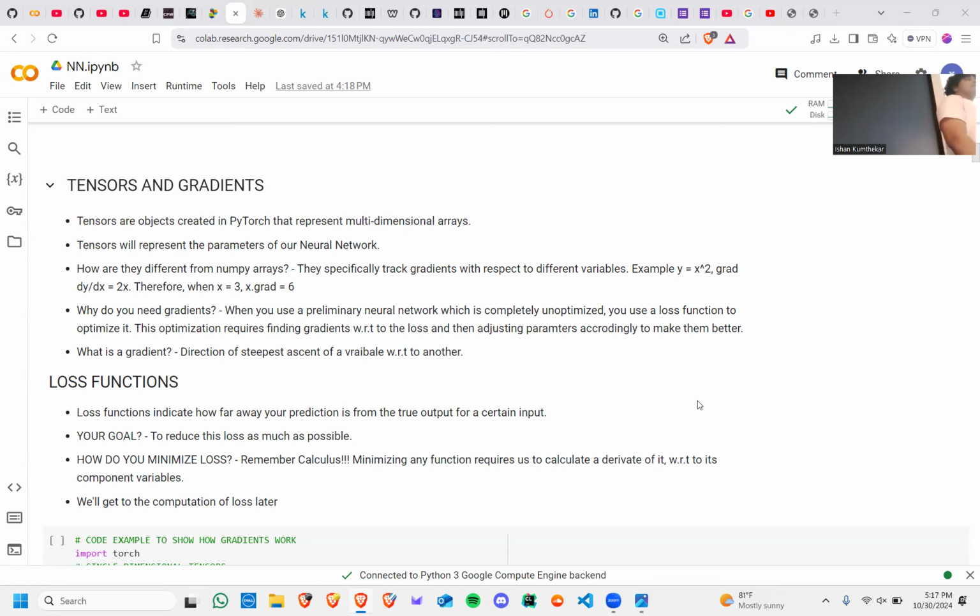Now, if you remember from calculus, minimization requires us to take gradients. If I want to minimize this, I'll set the gradient equal to 0 and then solve for x.